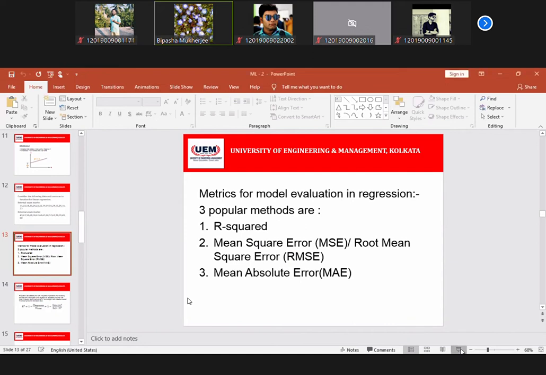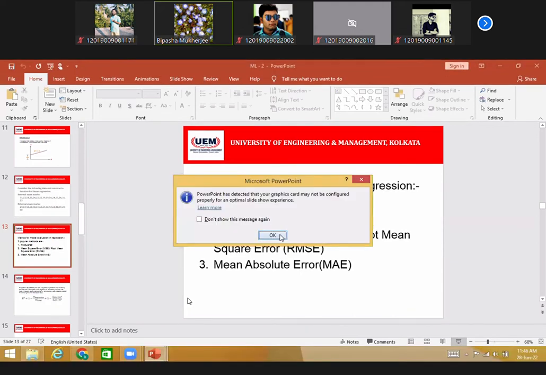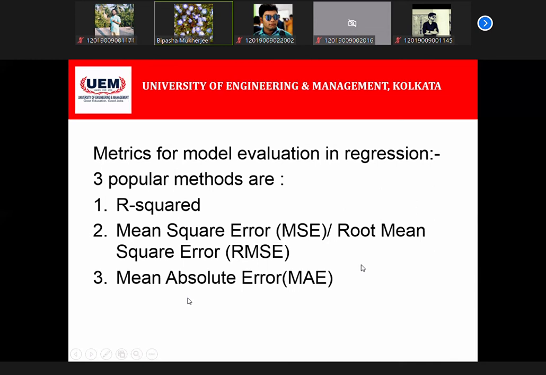One is called R squared. Another one is mean square error. Another one is mean absolute error. What this mainly means is that these are the different metrics or methods by which we measure the error. So what are they? R square is generally written as R2, then mean square error or MSE, or mean absolute error.